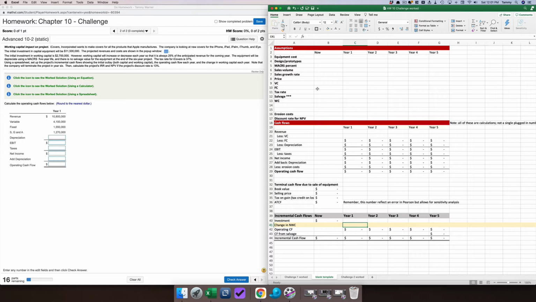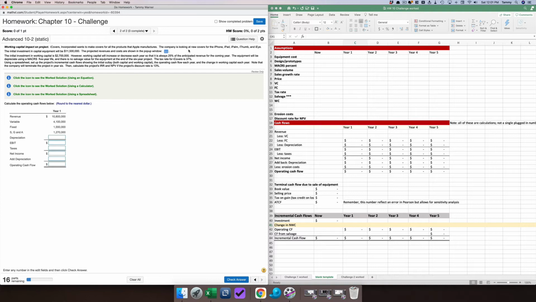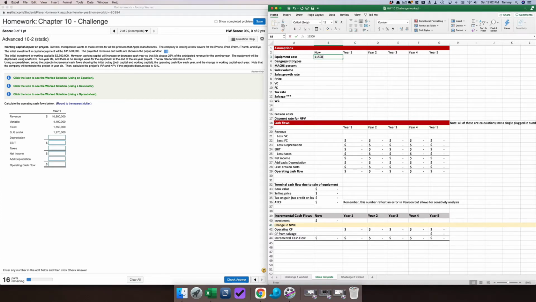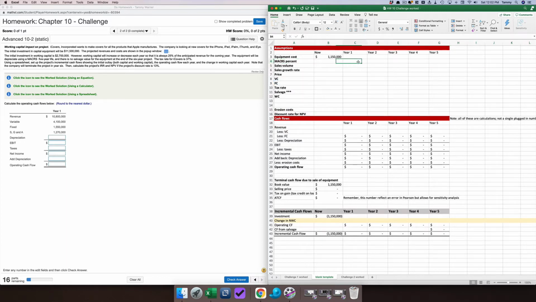All right, so now we are looking for our initial investment in capital equipment, which is 11.5. And we don't have any design prototype issues here, so we can delete this row. Our MACRS for this example was actually the correct MACRS, so I went and picked those up from Google, basically, the correct MACRS percentages. So these are not abbreviated like they were in the first challenge problem.